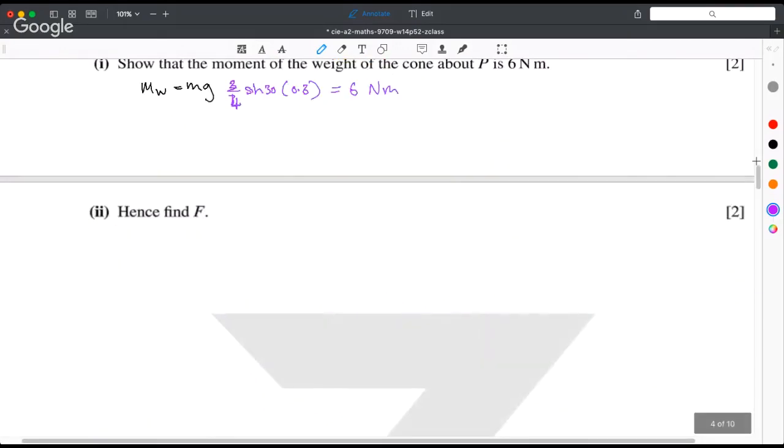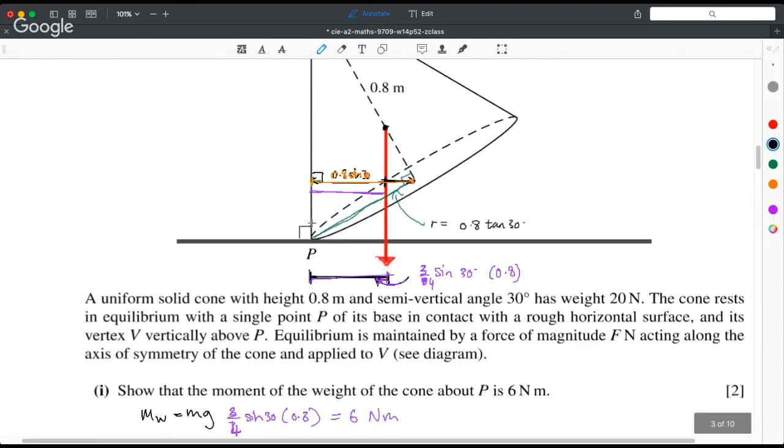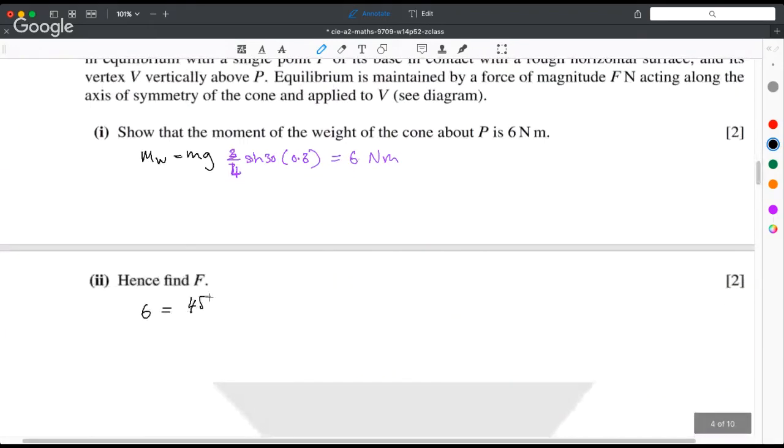Okay, hence find F. Well, we go back to what we had before. So we realize that these moments must balance. So this thing must be equal to that. So this is going to be equal to 4 square root 3 on 15 F. And you can solve this for F.